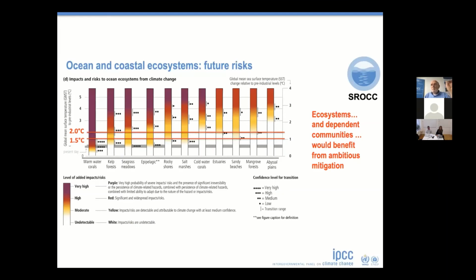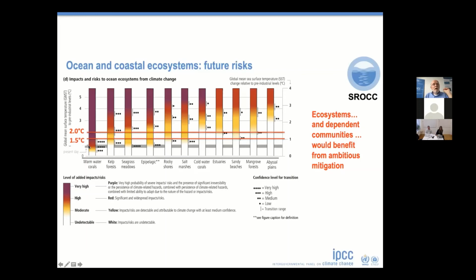Risk assessment can be done for ecosystems, indicated here, for individual elements of the ecosystem. And you see here for the ocean and coastal ecosystems, this risk assessment being carried out for coral reefs, and then going from kelp to seagrass, epipelagic, rocky shore, salt marshes, cold water corals, estuaries. What I'm indicating here is that this risk assessment allows us to compare the thermal thresholds for all of these in terms of the level of risk that are unfolding with the degree of climate change.